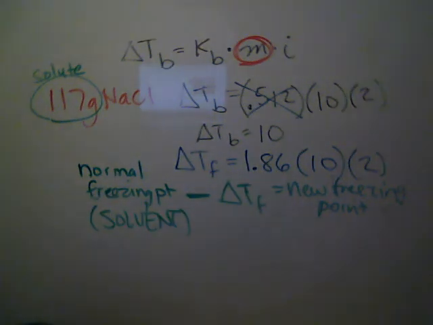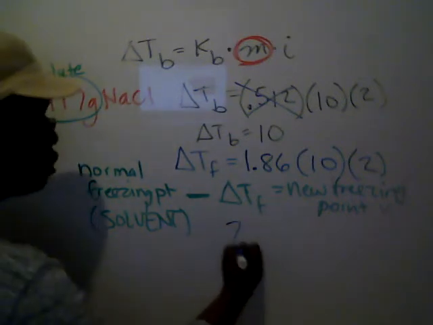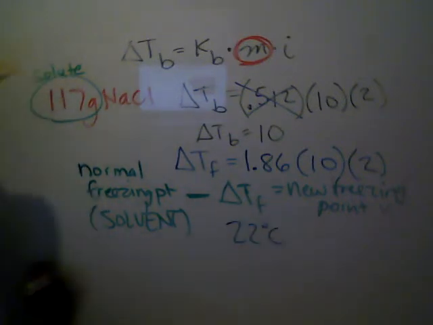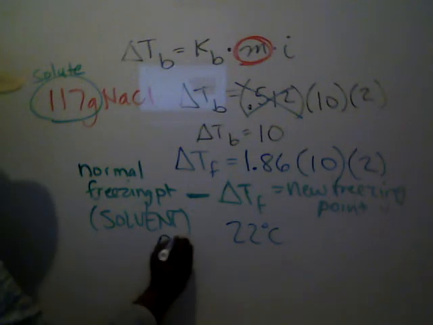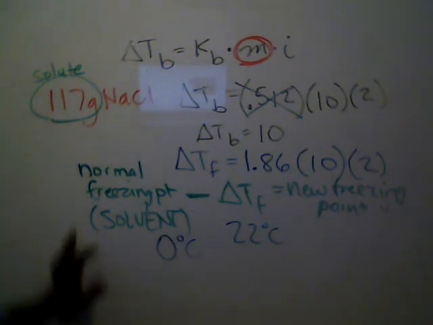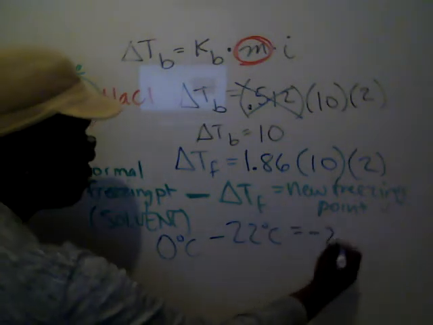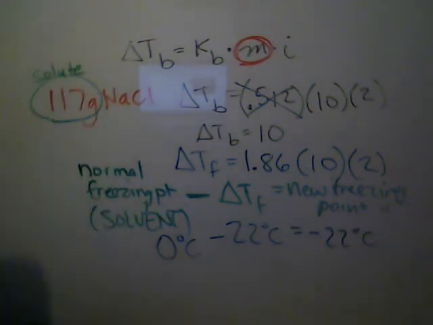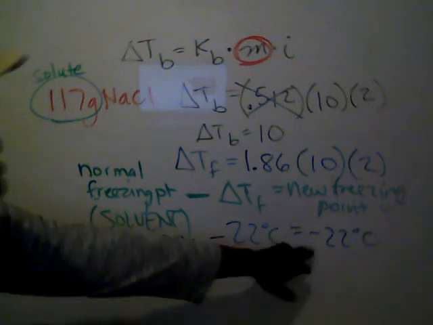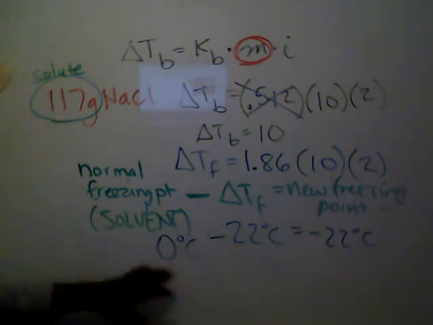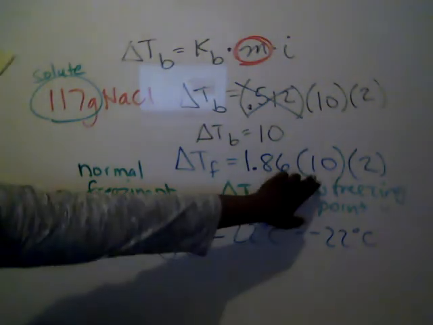So our change in freezing point for this particular example would be roughly about, let's call it 22. Normally, water freezes at 0, and water was the solvent. So when we subtract those, we get negative 22 degrees Celsius. Now, the reason why this is such a big difference or such a big change from what it should be is that our molality is very big.